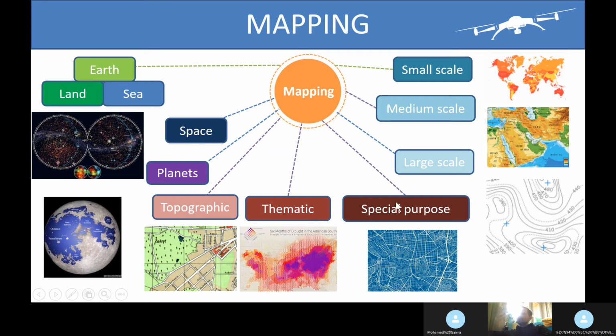These maps are made particularly for a special purpose, and this kind of map also has some peculiarities of creating and understanding.